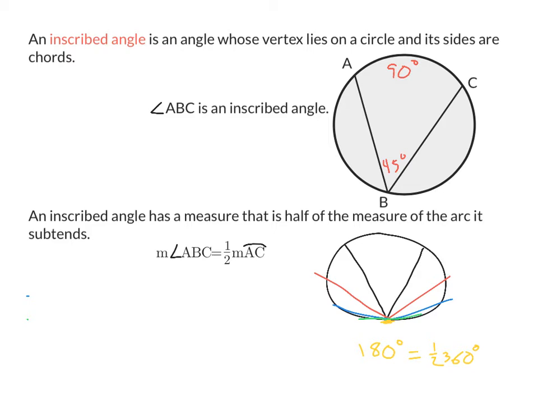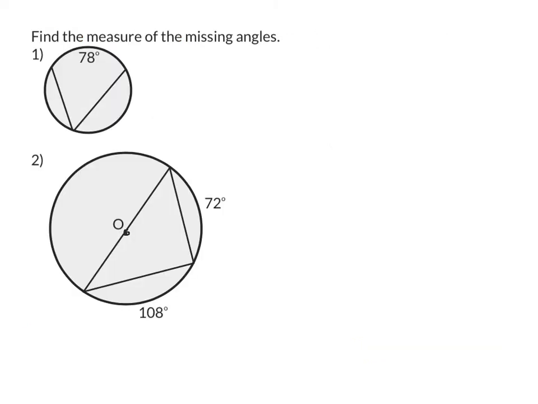So let's use that information, and we will find some missing information inside of circles. We want to find the measure of the missing angles in each of these. In number 1, we have an arc with a measure of 78. Half of 78 is 39, so this angle must be 39 degrees.